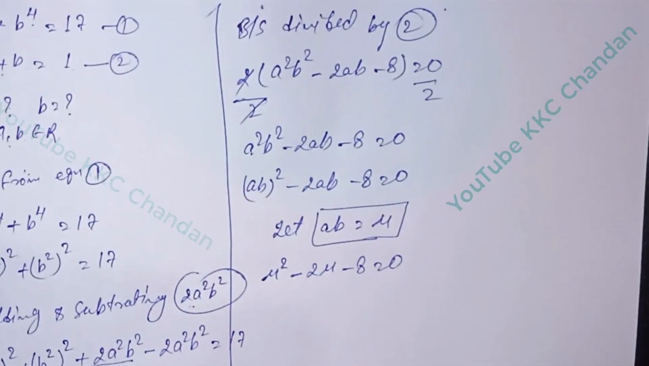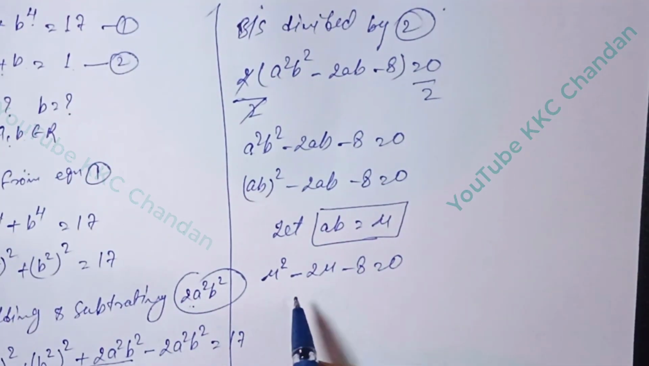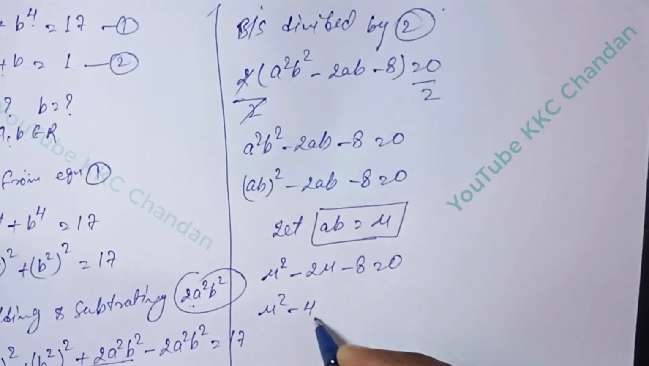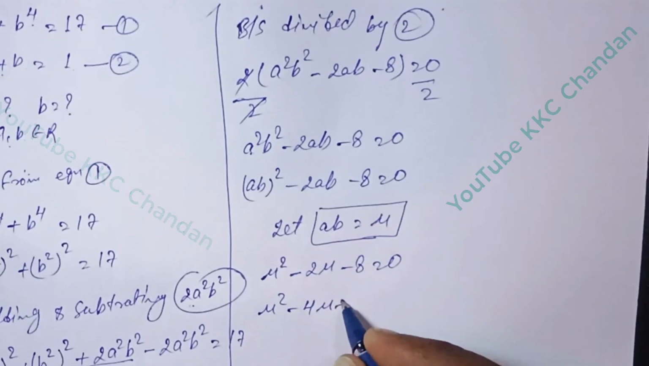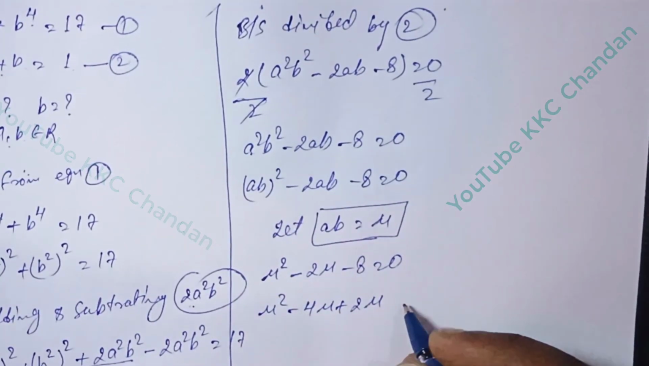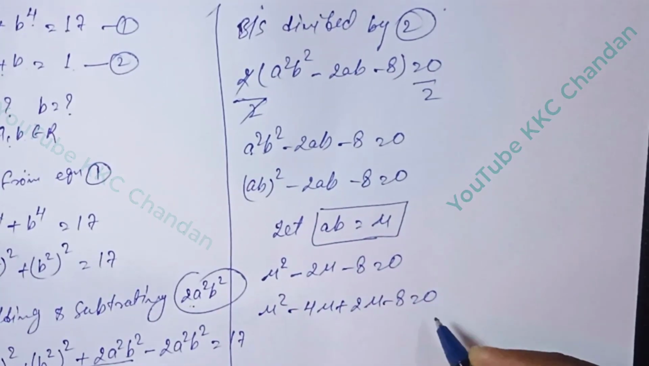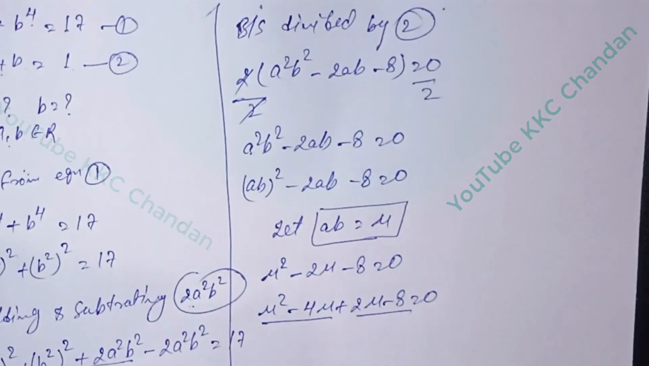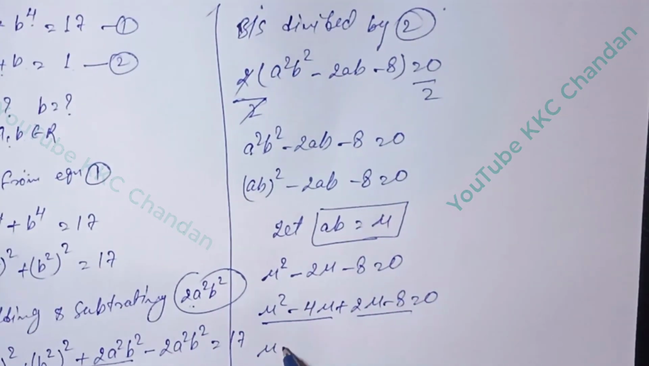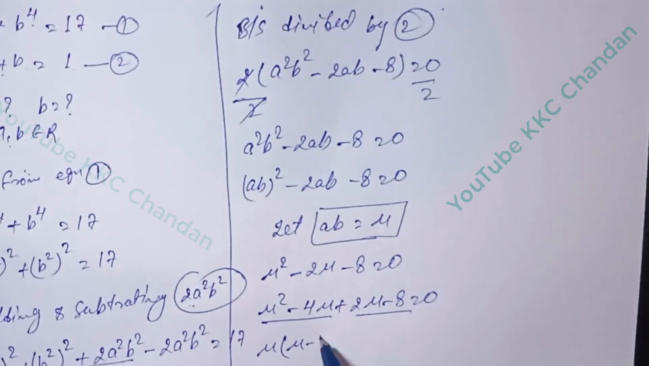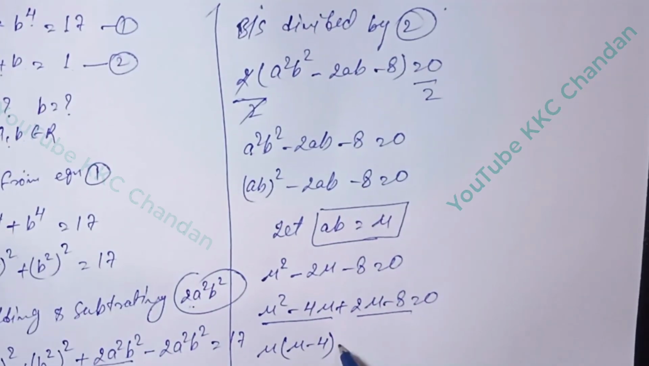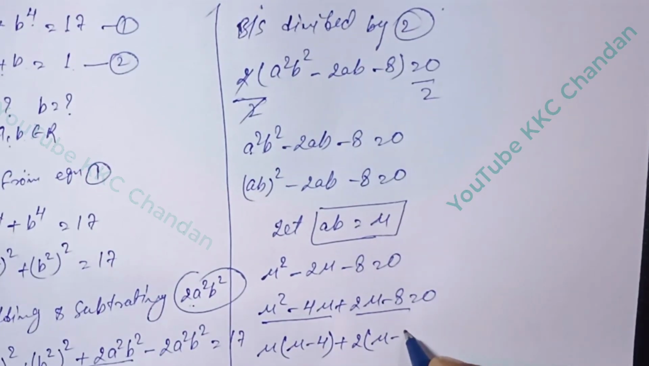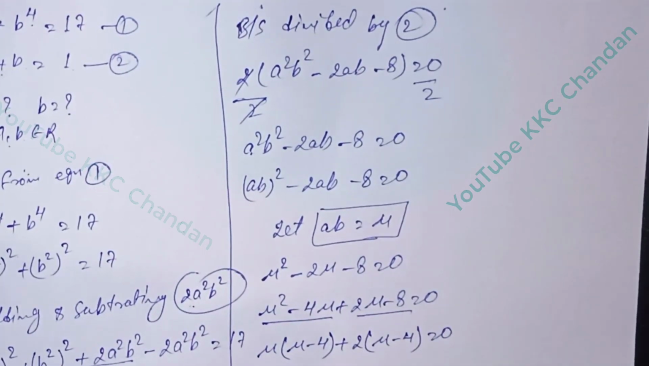After next step, see here: u square minus 4u plus 2u minus 8 is equal to 0. Take common from this side and this side. u common, u bracket open u minus 4 bracket close, plus 2 bracket open u minus 4 bracket close is equal to 0.